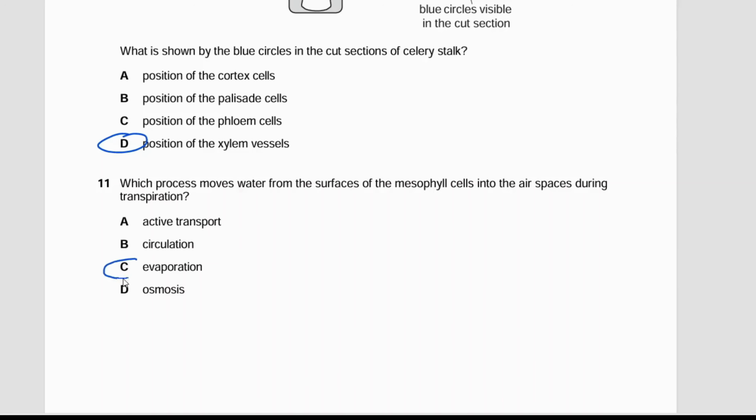That would be evaporation. No active transport, no circulation, no osmosis, but evaporation.